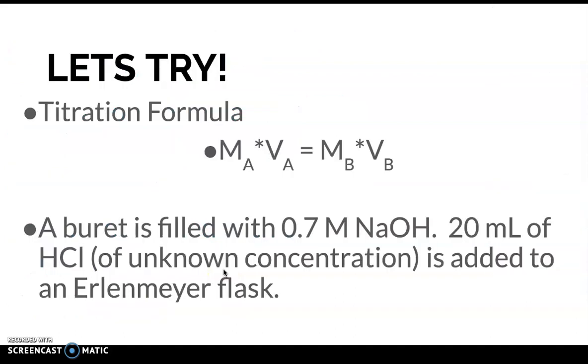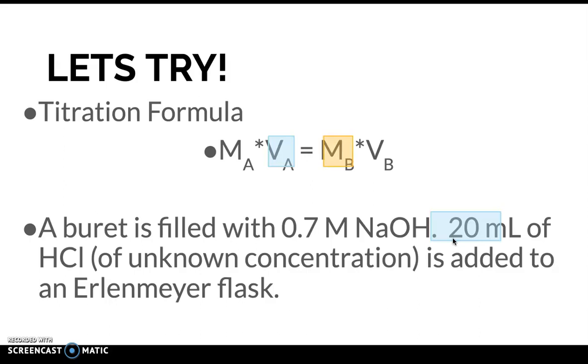So in order to find the concentration of our initial acid, we're going to use the titration formula, which can also be found on table T. A burette is filled with 0.7 molar of NaOH and 20 milliliters of HCl of unknown concentration is added to an Erlenmeyer flask. Then VA is going to be the 20 milliliters. No, 20 milliliters is not 0.20, it's 20. So 20 milliliters is our volume of our acid.